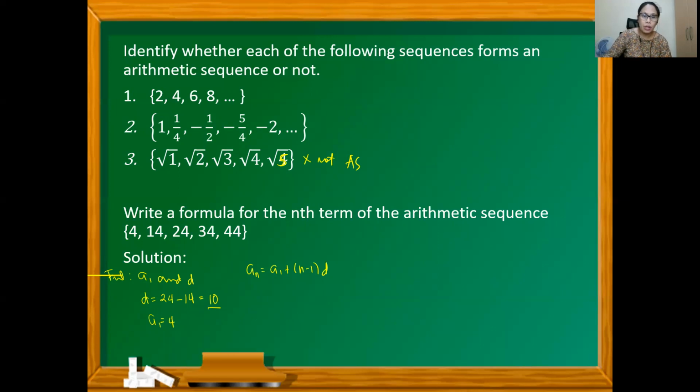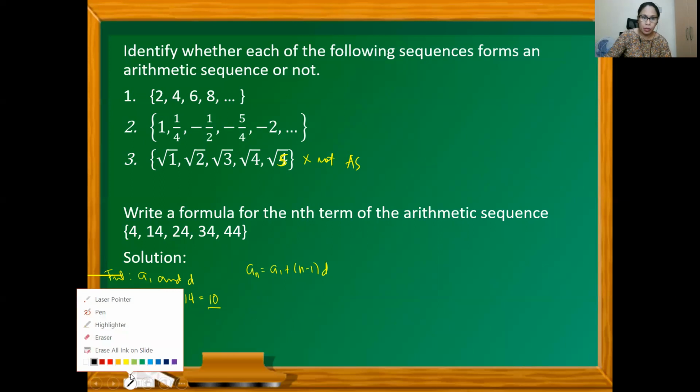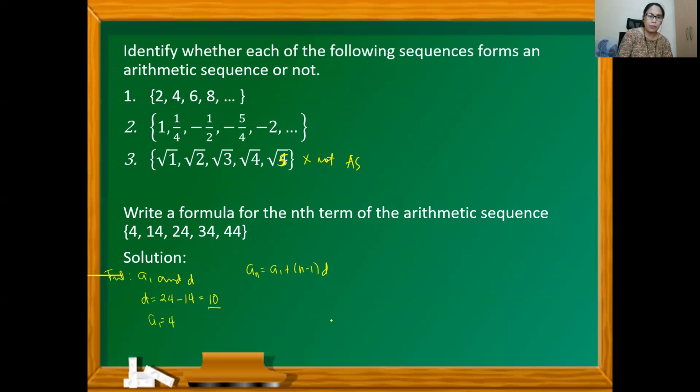So we're asked for the general term, or a formula, or a pattern. So we have here a sub n equals 4 plus n minus 1, and then the common difference is 10. So we have a sub n equals 4 plus 10n minus 10. And then we have a sub n equals 10n minus 6. So this is now the general formula for this sequence.